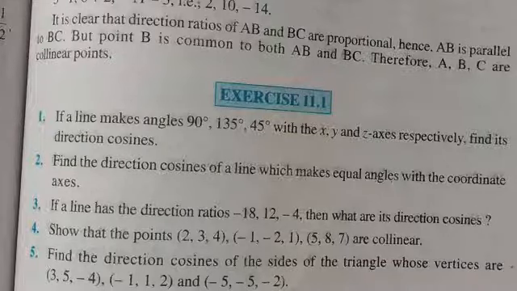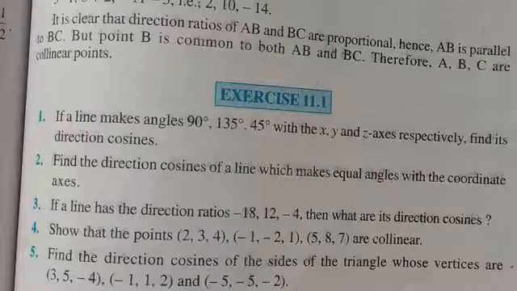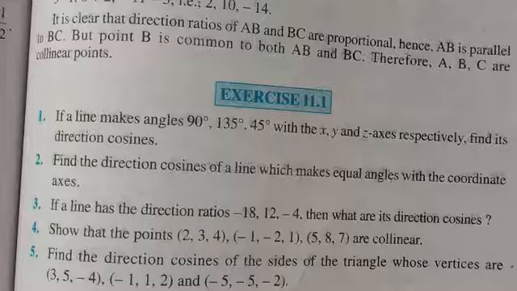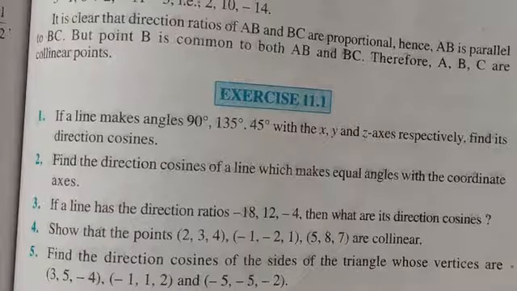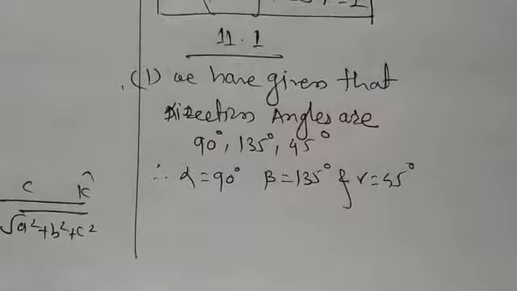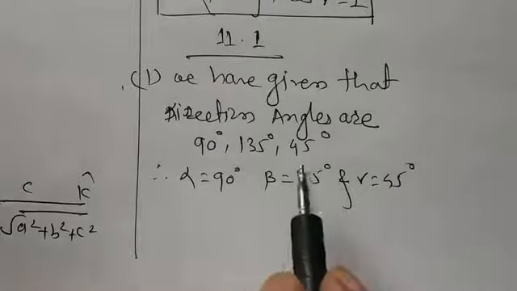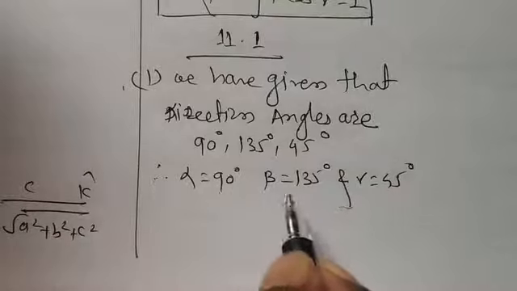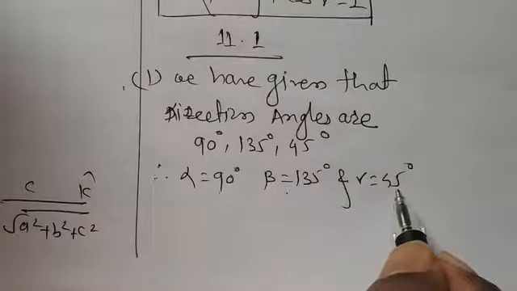The first example of 11.1 is: if a line makes angles 90 degree, 135 degree, 45 degree with the x, y and z axis respectively, find the direction cosines. That means we have been given the direction angles and we have to find the direction cosines. That means alpha, beta, gamma are given, then find cos alpha, cos beta, cos gamma. So the direction angles are alpha equals 90, beta equals 135 degree and gamma equals 45 degree.